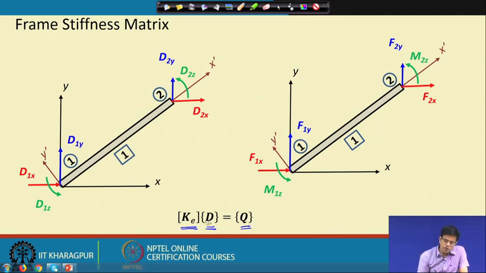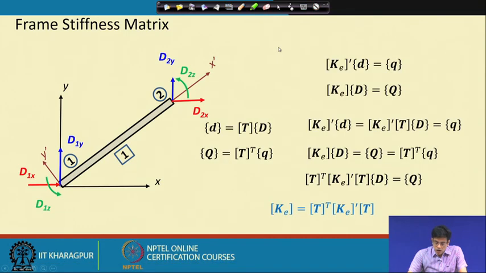This also will be a 6 cross 6 matrix. Now, this is my equilibrium equation. So, my job is now to find out the relation between K E and K E prime, the stiffness matrix in the prime and non-prime coordinate systems. So, let us see how it looks. This is the equilibrium equation in the prime coordinate system, and this is the one in the non-prime coordinate system.